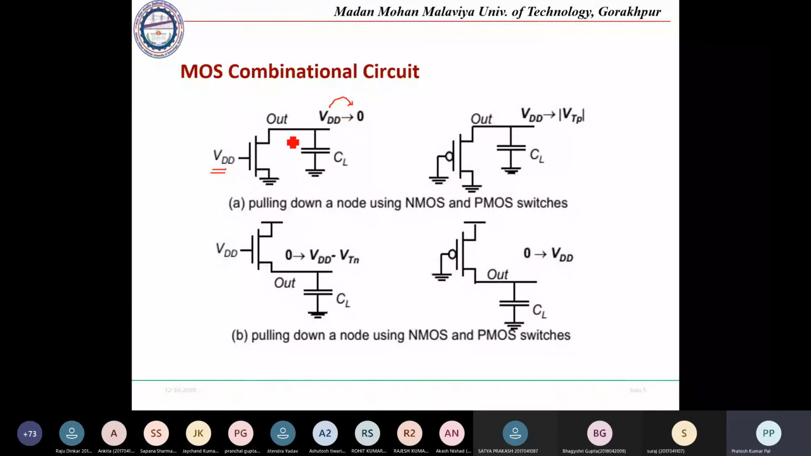Similarly, suppose instead of NMOS transistor, you are going to use PMOS transistors to switch this output voltage to a 0 logic. Then at that time, the input to the gate terminal of the PMOS will be considered to be 0 because it should be in turned on mode.